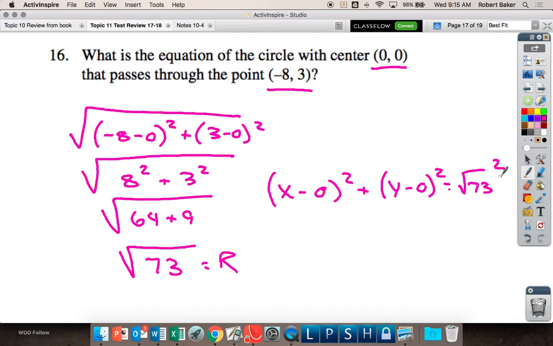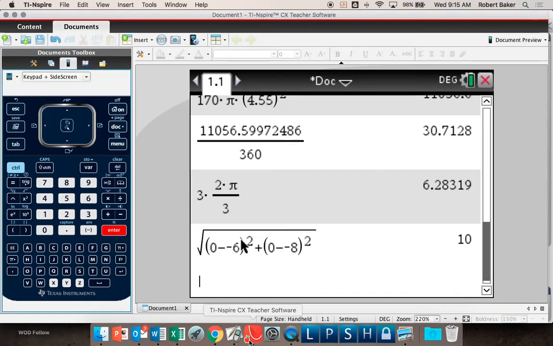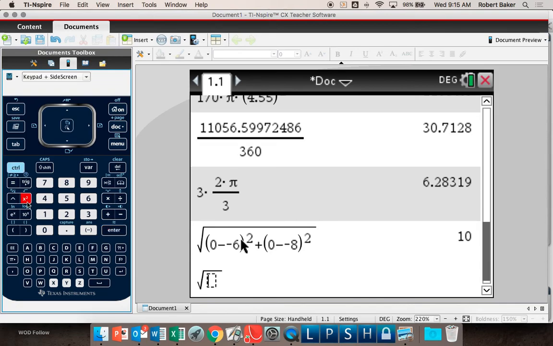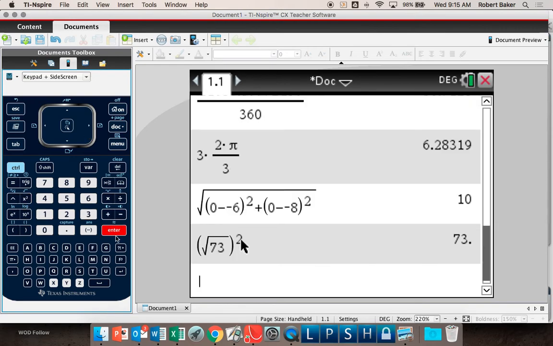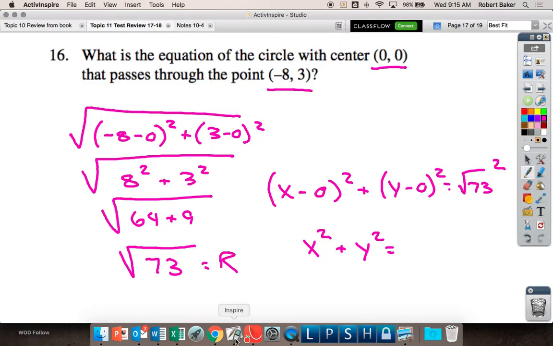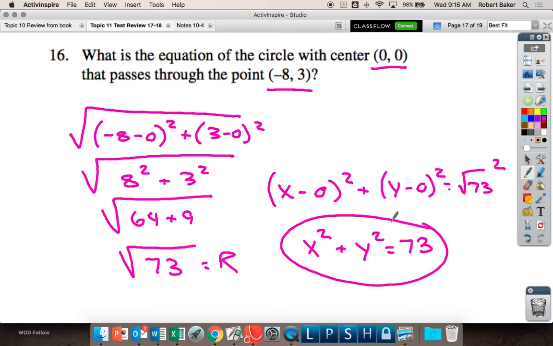So we can clean it up. I don't have to write the minus 0, so I just get x squared. I don't have to write minus 0 for y. You just get y squared. And then the square root of 73 squared is 73. So kind of a nasty radical there.